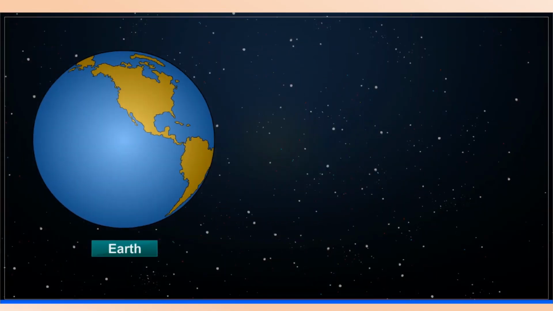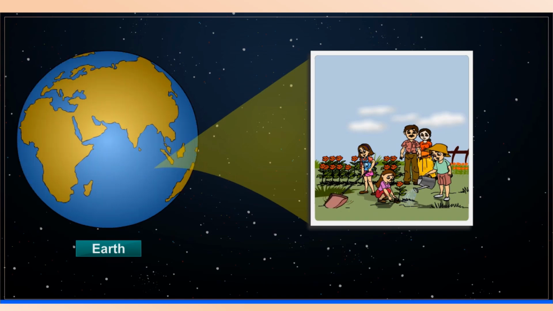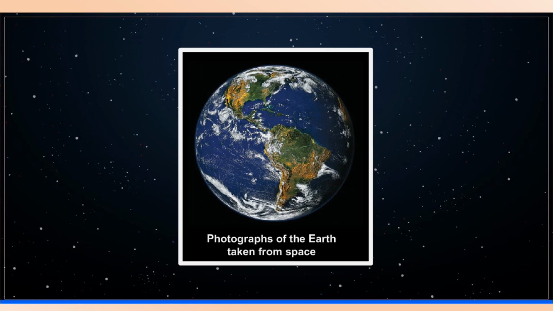Our planet Earth is the only planet which has life. The photographs of the Earth taken from space show that it is a colorful planet with shades of blue, white and green. The oceans and seas make the Earth look blue when seen from space. The white color represents the clouds and green shows the vegetation. 30% of our planet is covered by land and 70% by water.